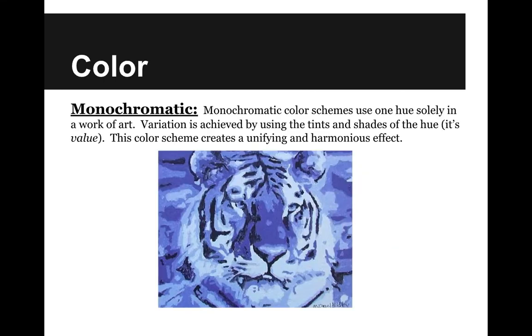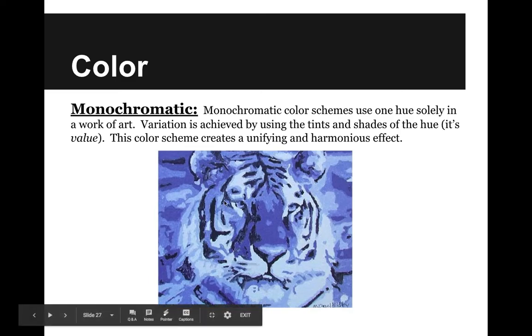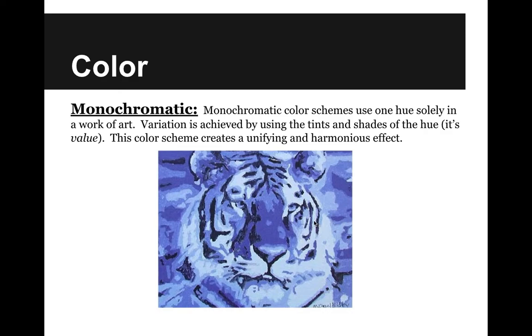Okay, monochromatic colors. These use just one hue, or one color, and you get variation by using tints and shades. This color scheme is unifying and harmonious. You can see here with the tiger, he is only blue, and you get the variation by lights and darks of that blue. There's no pure black and no pure white. It's light blue, dark blue, and all the variations in between.